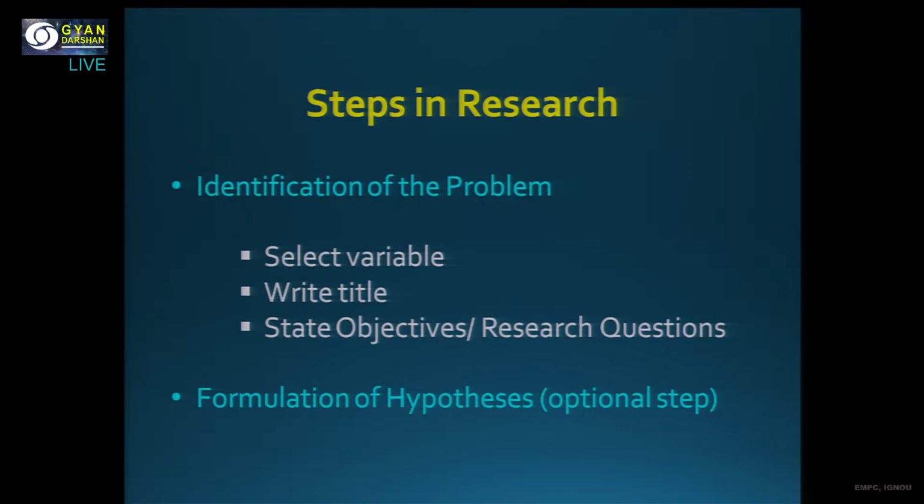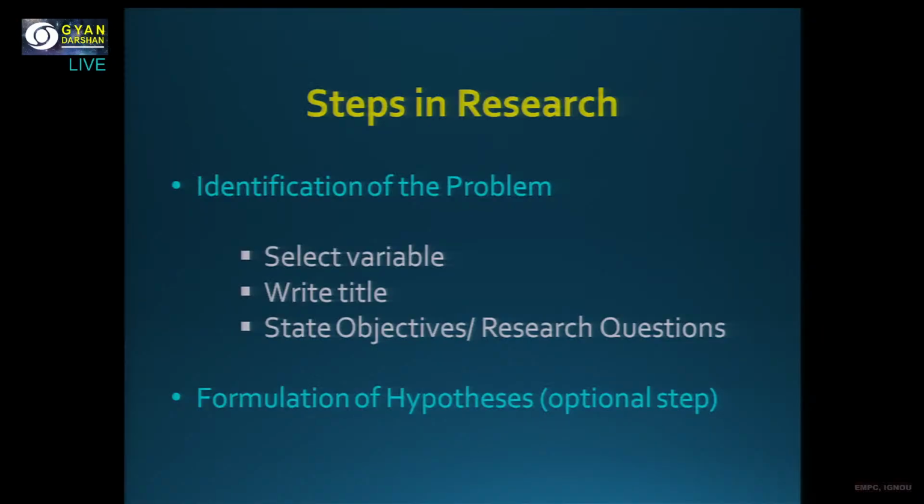By that I mean the first step is going to be the identification of the variable or problem. So you will formulate a problem, and on that problem you will be researching. That's why, as you see on the slide, it is written like selecting a variable, then you will be writing the title of your research work, then in continuation to that you will also formulate the objectives or research questions. Both are not strictly required, either you should have a research objective or a research question. So that is going to be the first step.